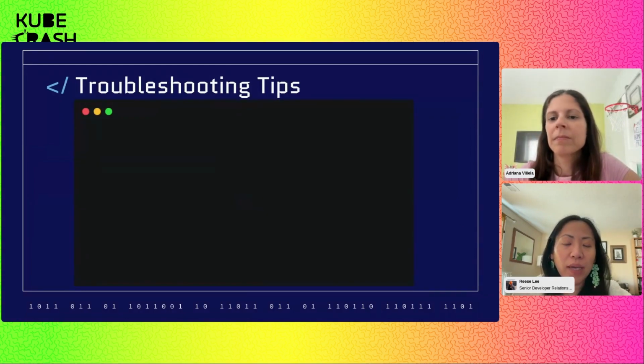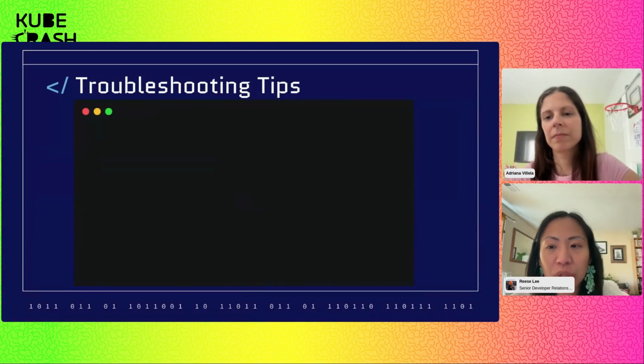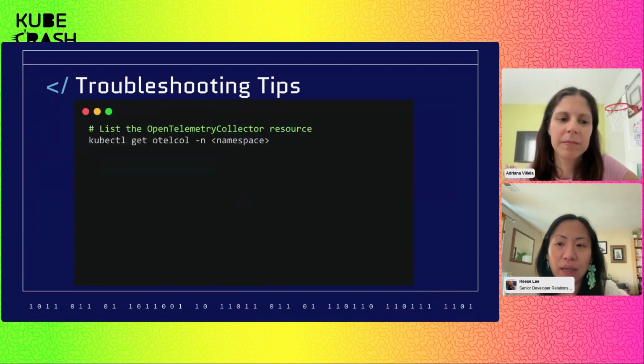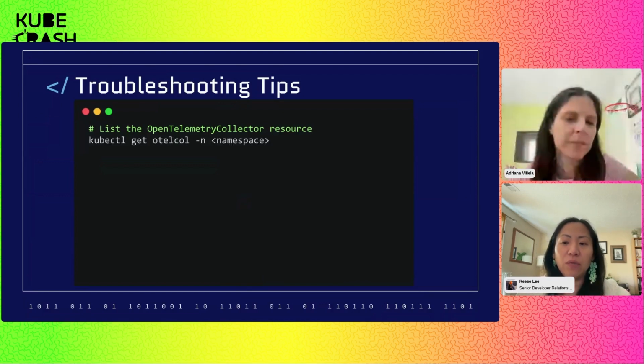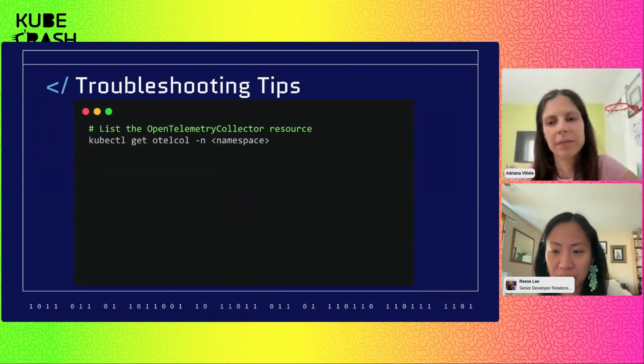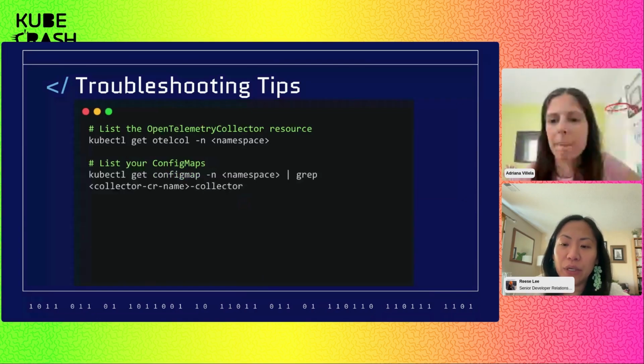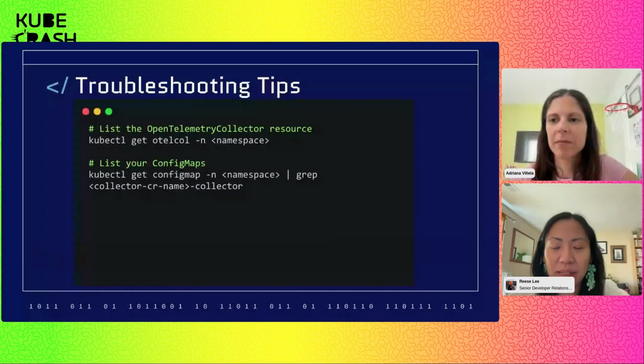So when you deploy the OpenTelemetry Collector resource, make sure that these objects were created, and you can do so using these commands that we have listed here. So this one will check that the resource itself was deployed, the OpenTelemetry Collector resource. Next, you can check your config maps. When you deploy the collector using this collector resource, it creates a config map that contains the collector's configuration YAML.